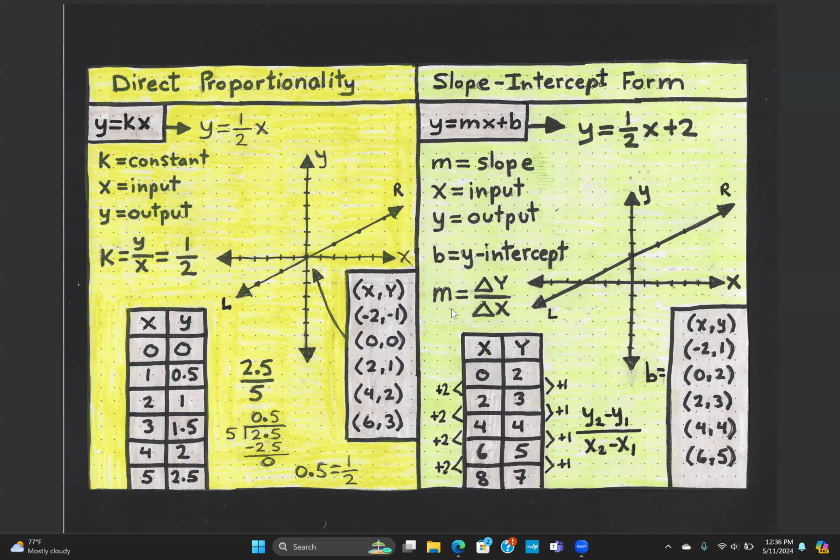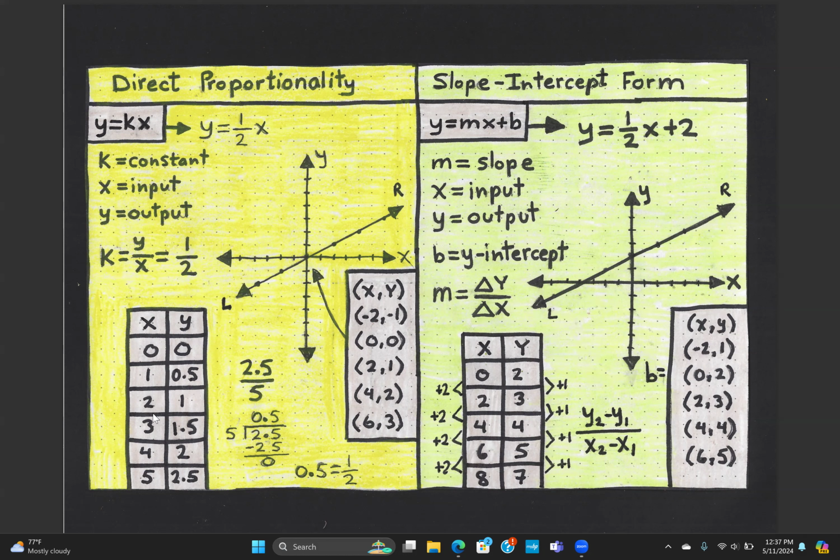And so now in this case, k turns into m, it turns into slope. It turns into the change in y over the change in x. You see, that's the difference. We go from a constant to a slope because now we have a non-zero y-intercept. And this is why we go like this, the change in y over the change in x. And as you can see, it's the same, but we have to rename it simply because now we have a y-intercept.